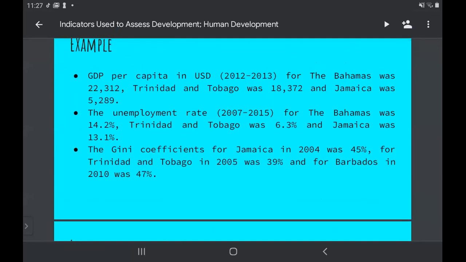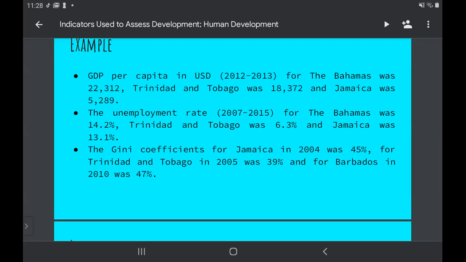So the example is, in US dollars, 2012 to 2013, the Bahamas GDP per capita was 22,312. Trinidad and Tobago was 18,372, and Jamaica was 5,289. The unemployment rate in 2007 to 2015 for the Bahamas was 14.2%. Trinidad and Tobago was 6.3%, and Jamaica was 13.1%.